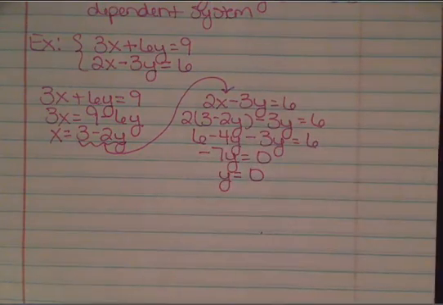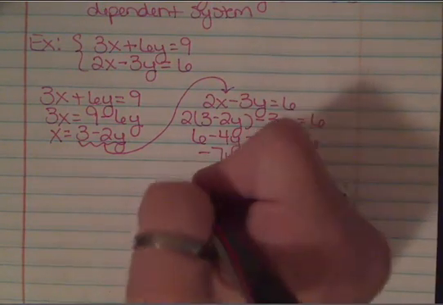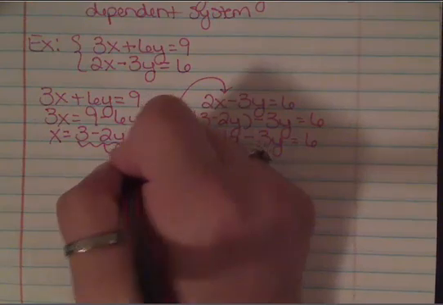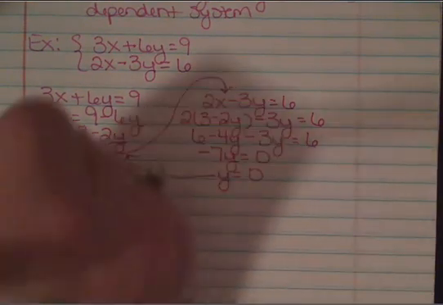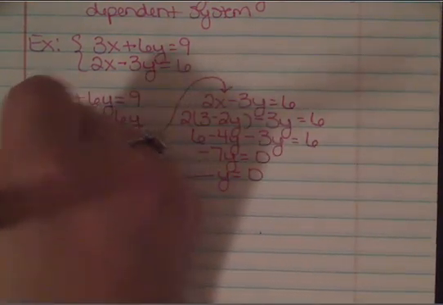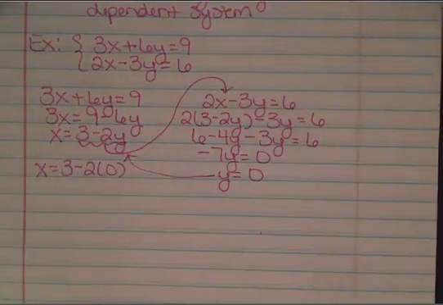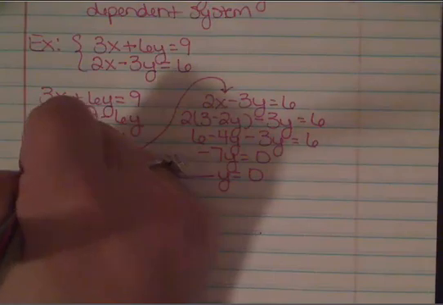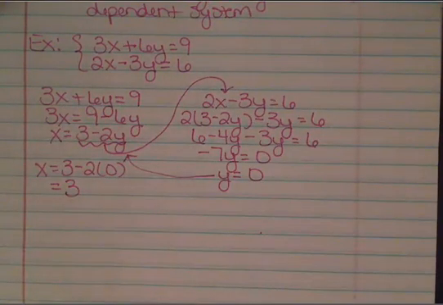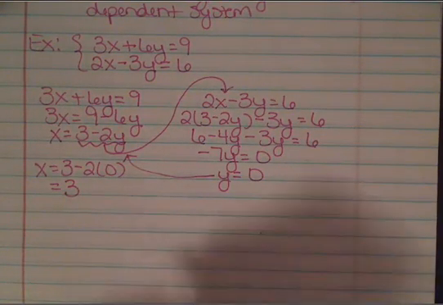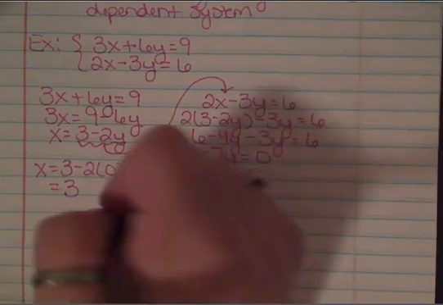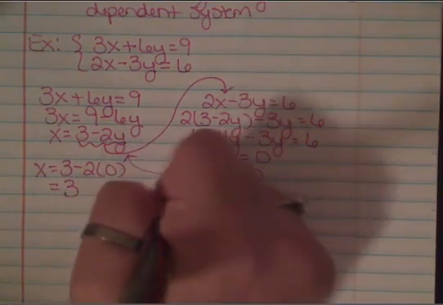Now I have to take that and plug it into that first equation. So I have x equals 3 minus 2 times 0. So that equals 3. So my ordered pair, my solution for this system of equations will be the point (3, 0).